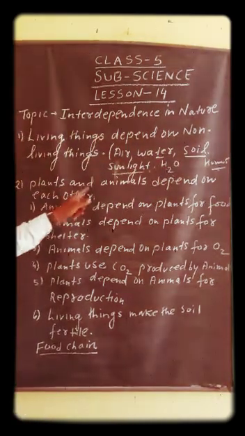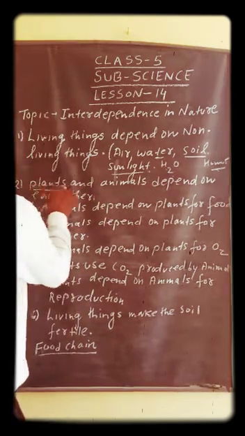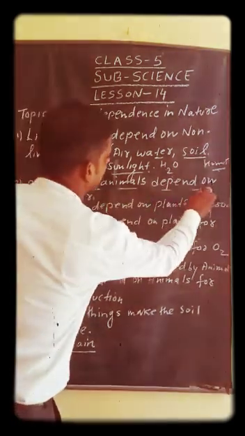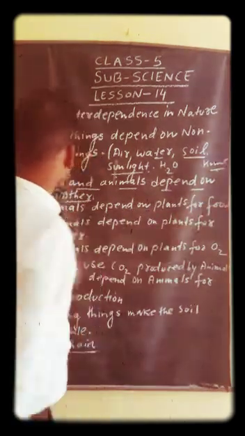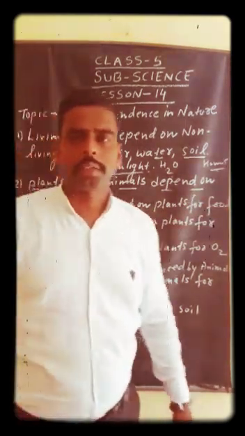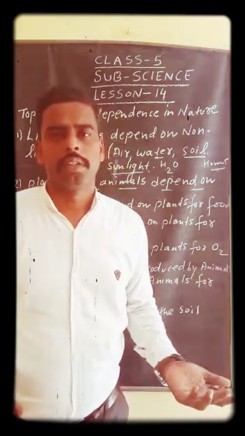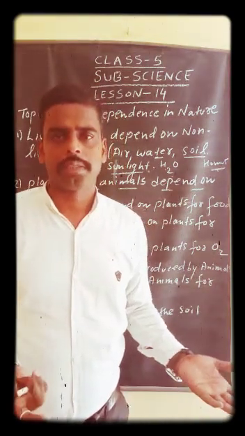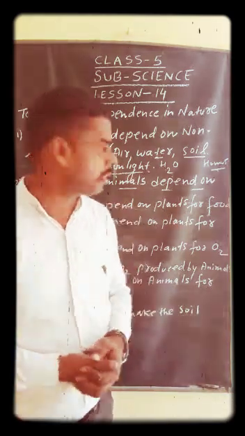The second point is that plants and animals depend on each other. So how do plants and animals depend on each other? Now we will highlight it one by one. First, animals depend on plants for food. We animals are heterotrophs, and the plant is a primary producer. The plant is an autotroph because it makes its own food with the help of sunlight, water and minerals, and this process is known as photosynthesis.